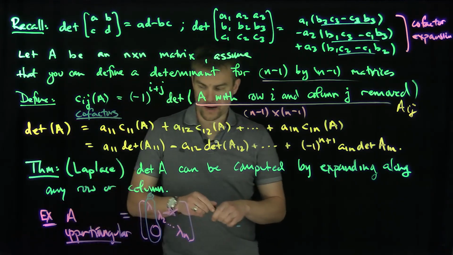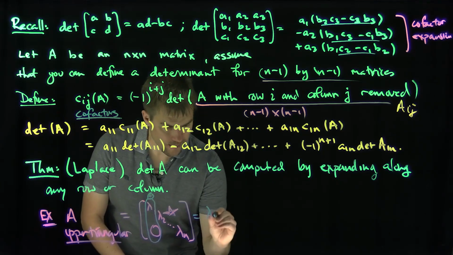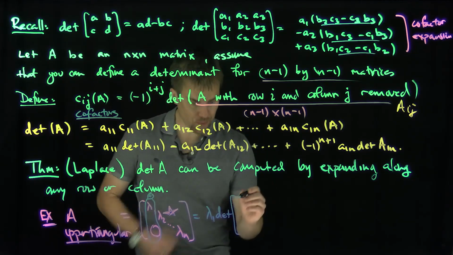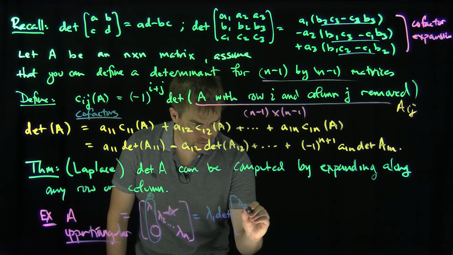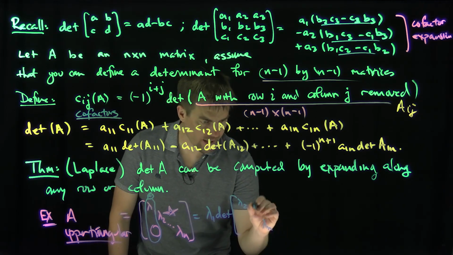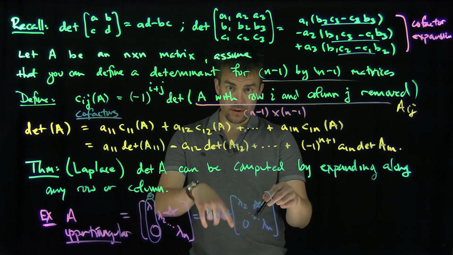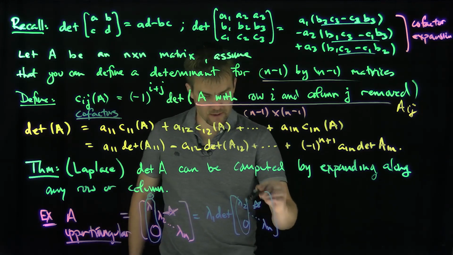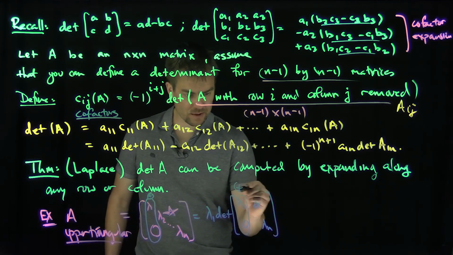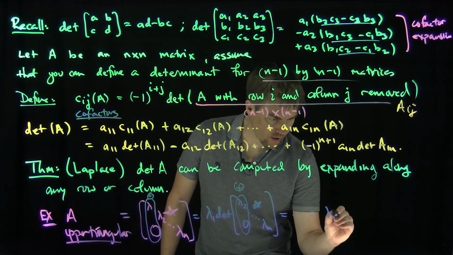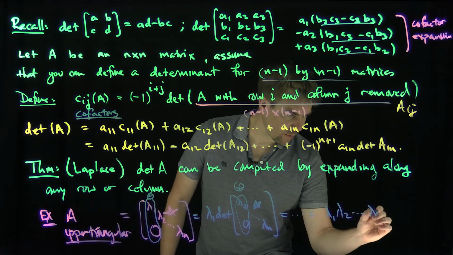So this will be what? This will be lambda 1 times what determinant? Times the determinant of another smaller upper triangular matrix, lambda 2, all the way down to lambda n with entries above it and zeros over here. And then we can expand this determinant along the first column again, right? Everything else is going to be 0. And so systematically by induction, what we'll get is lambda 1 times lambda 2 times all the way down to lambda n.